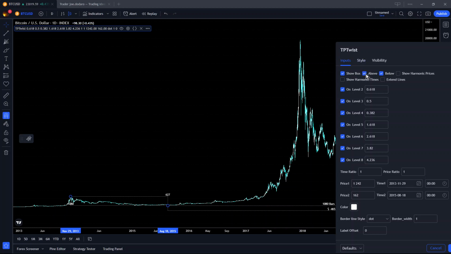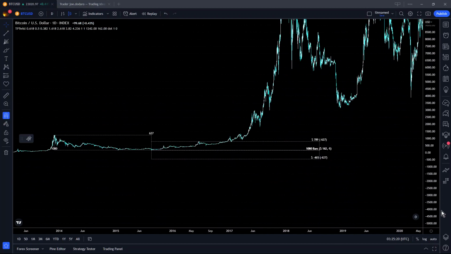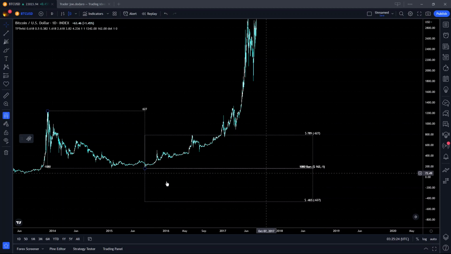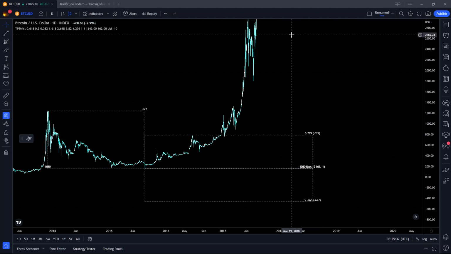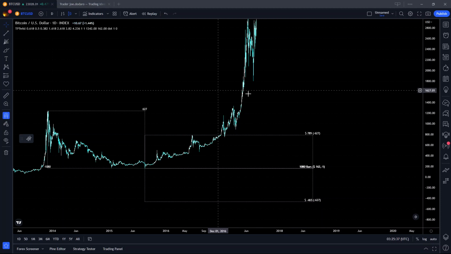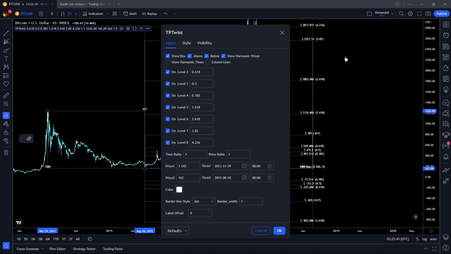So if I express the geometry above the 0 degree line, basically it's putting that low as the start of our new cycle, and from there putting down some price cycles that we can then extend, multiply, or divide. And we can also now place down time cycles, and that's the new setting within my time price twist tool. I've got here show harmonic prices, which was already available, and then we can show harmonic times.